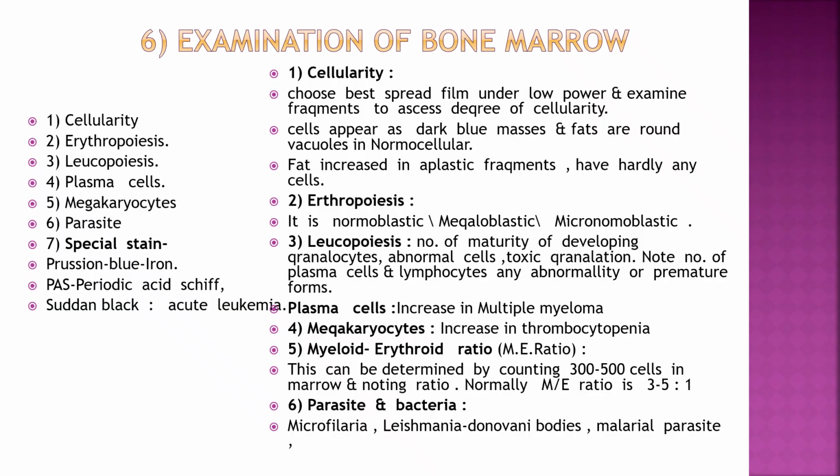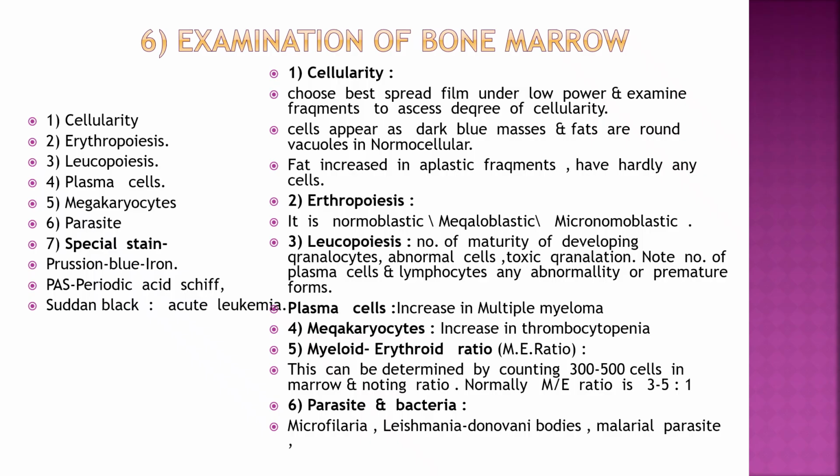Then we can study the erythropoietic series, the leukopoietic series, and plasma cells, which are seen in increased quantity in multiple myeloma. Megakaryocytes, if they are increased, are seen in thrombocytopenia. Blood parasites like Plasmodium species or Leishmania species can be seen. Then we can do special staining of the bone marrow for identification of iron, by Prussian blue, or for acute leukemia we can do special stains like periodic acid Schiff, peroxidase or Sudan black stain.